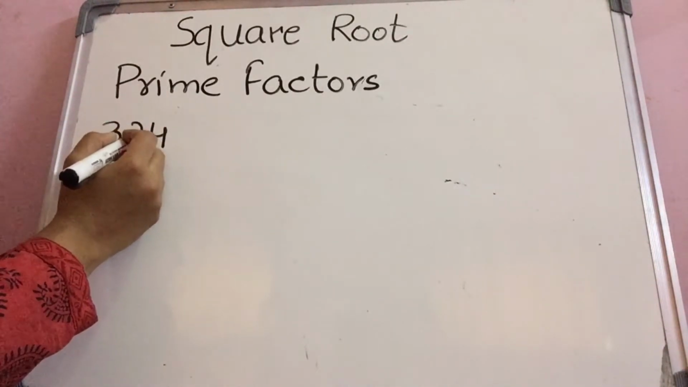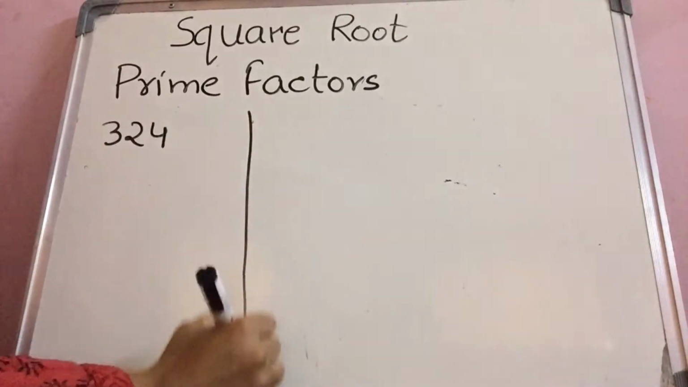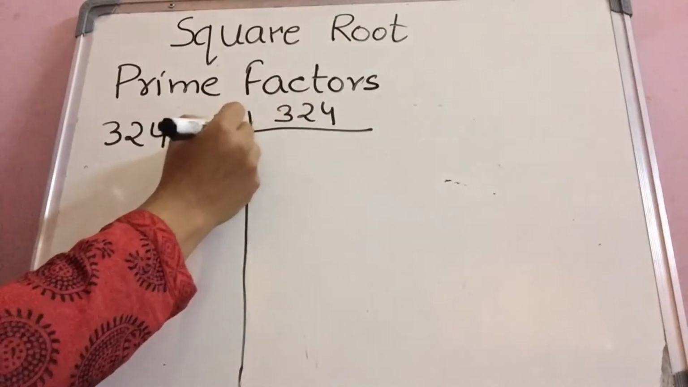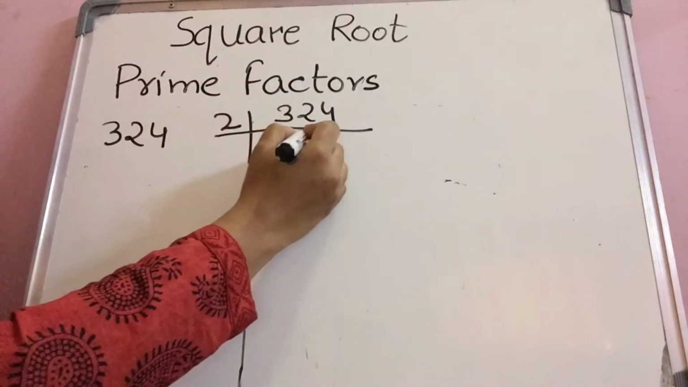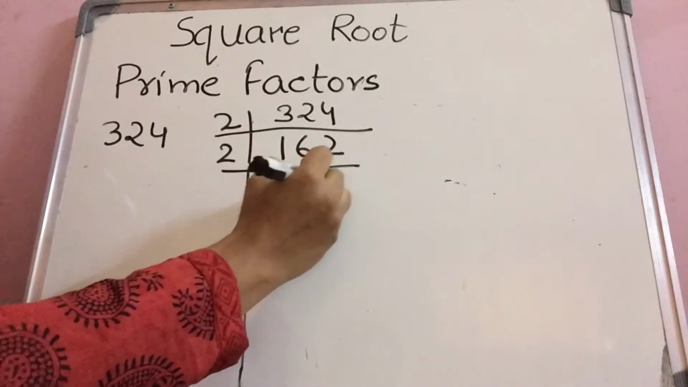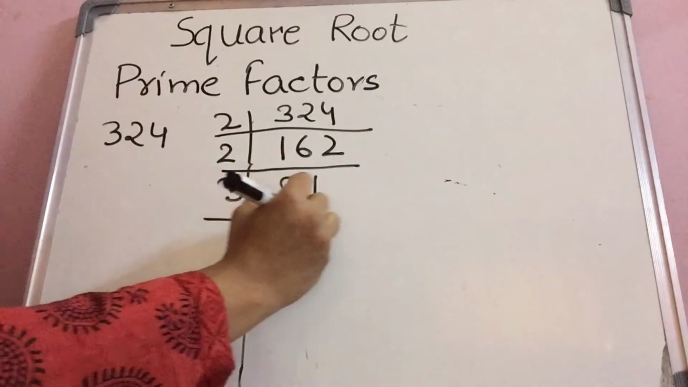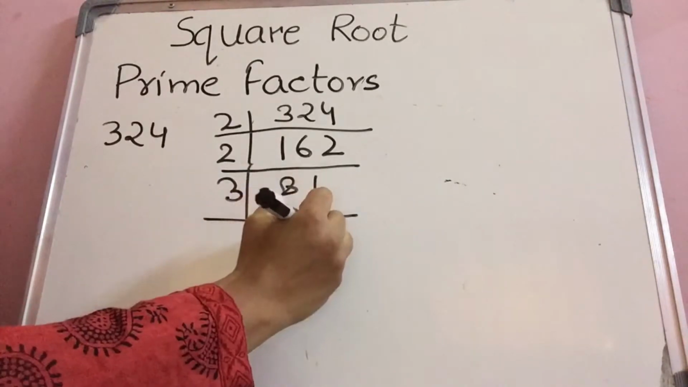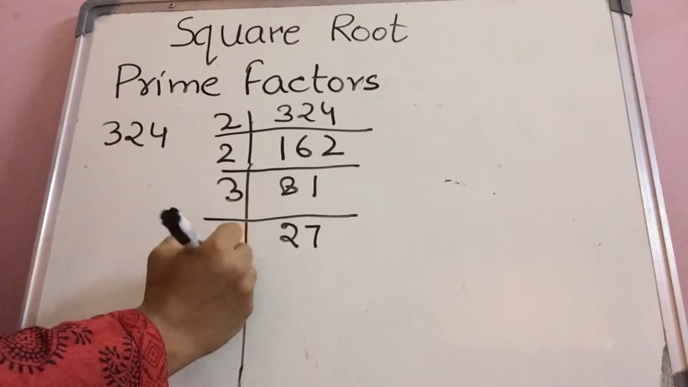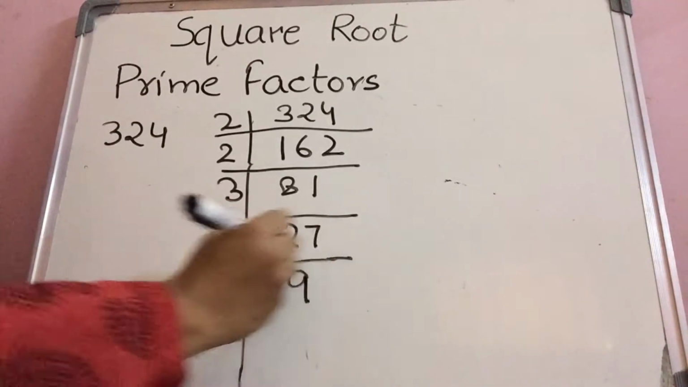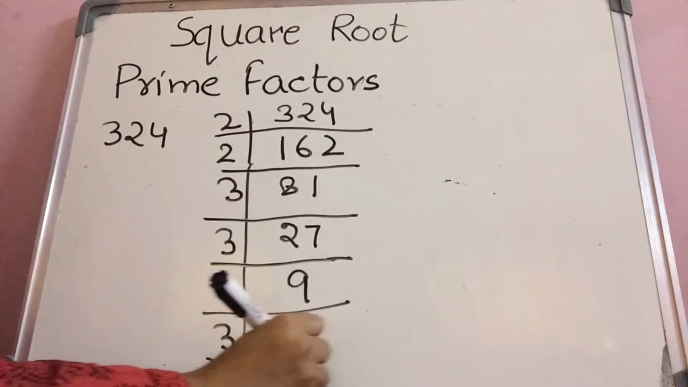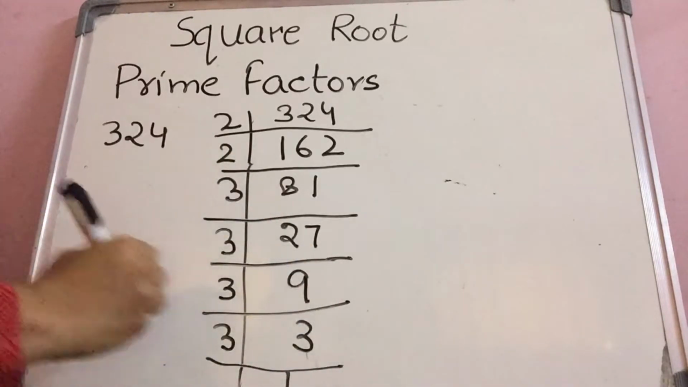So prime factors of 324 will be: 324, 2, 162, 2, 81, 3, 27, then 9, 3, 3, 3, 3, 1. So these are the prime factors.